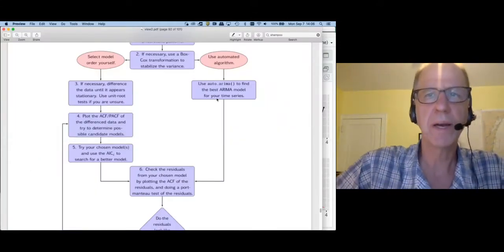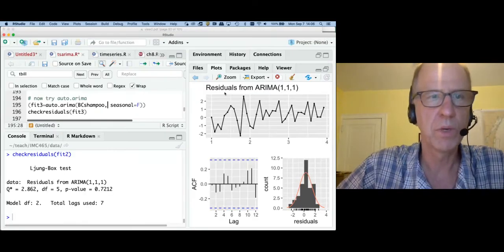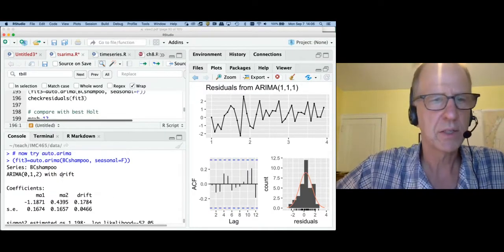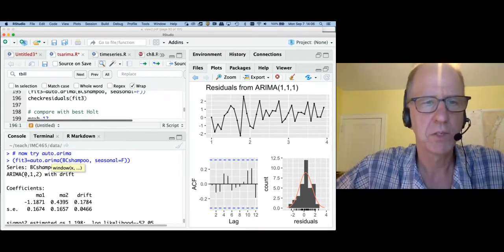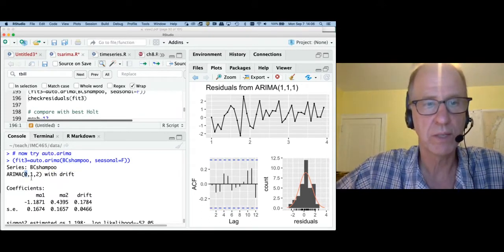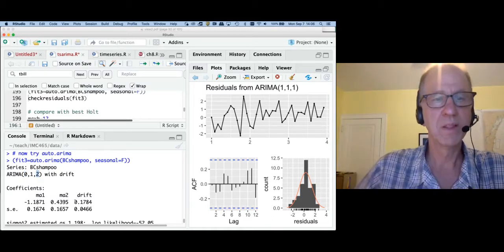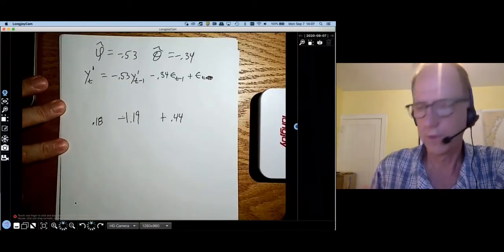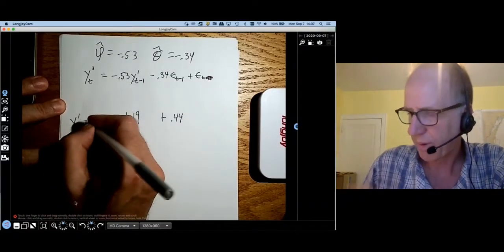So remember, the other path is we hand it off to auto.arima and see what it finds. Auto.arima takes us to a very different place. It says we don't need any autoregressive terms, but we need 2 moving average terms. Let's go write out this model. So I wrote those 3 coefficients here. This will be my model.